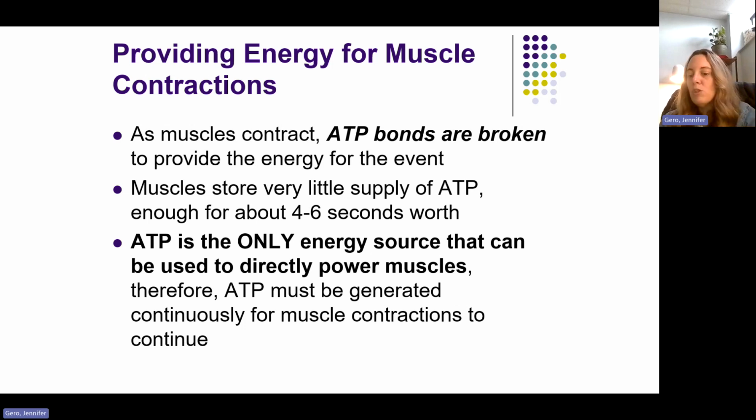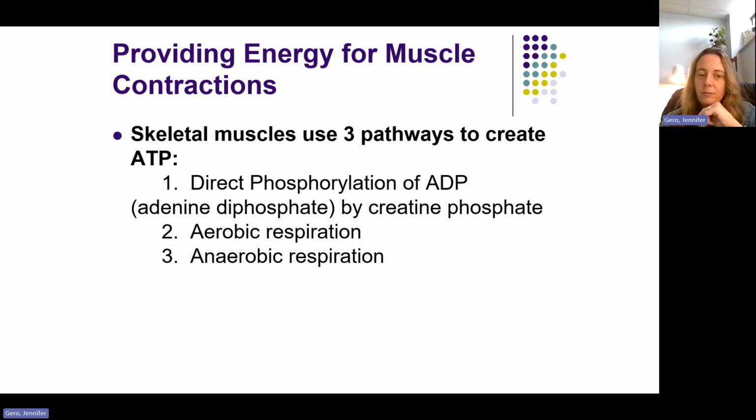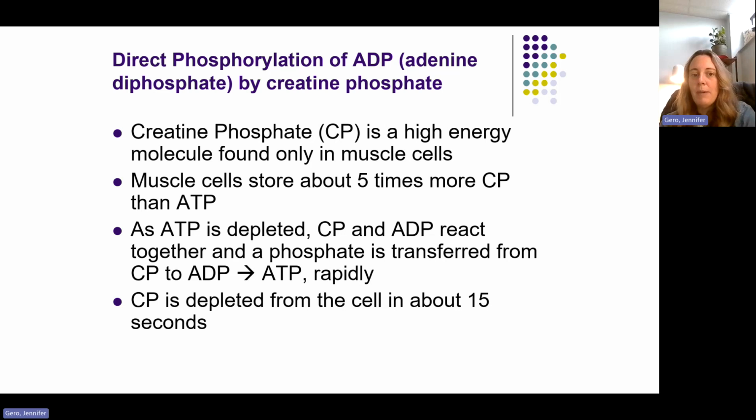And there are 3 ways in which we generate ATP in the body. First, we directly phosphorylate ADP with creatine phosphate. That sounds pretty intense, but creatine phosphate is a substance in our muscle cells that is going to donate essentially a phosphate group to ADP, which will make it ATP. We have aerobic respiration, which we've discussed uses oxygen, and anaerobic respiration that does not use oxygen. And we're going to utilize all of these 3 pathways to generate ATP.